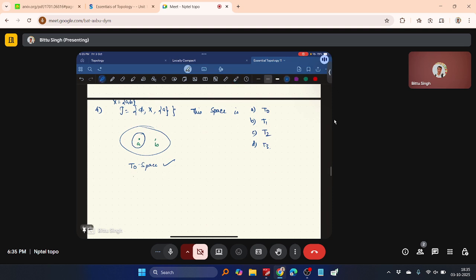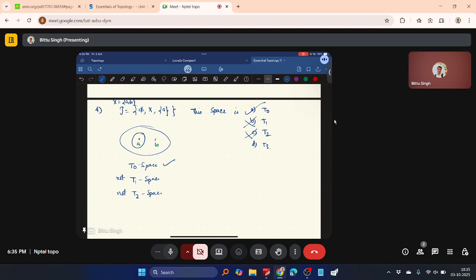So though it is T0 but not T1 space, since it is not a T1 space, it is not also T2 space, because T1 will imply T2. So T0 is okay, T1 is false, T2 is false. Now what about T3?